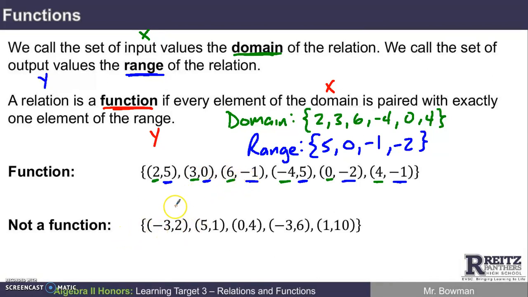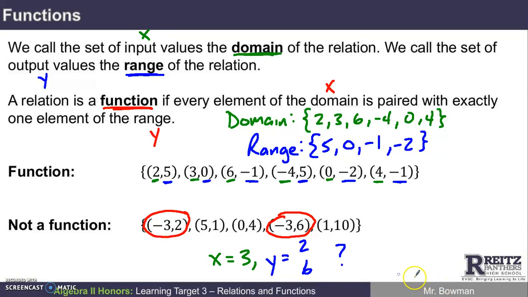This example here is not a function. And the problem ordered pairs are these two. These two ordered pairs suggest that when x is 3, if I were to write what y is supposed to equal, well, I don't know. I don't know if I'm supposed to write 2 or if I'm supposed to write 6. So there's some doubt. There's a question mark here. If there's any x value that causes two different y values, then we would say it's not a function.